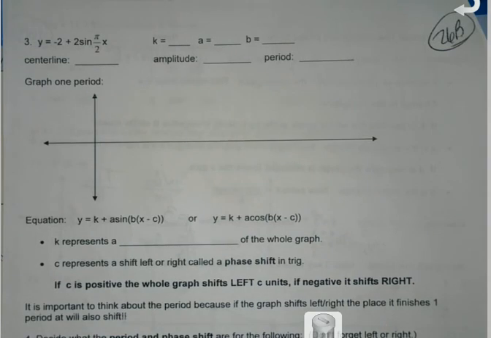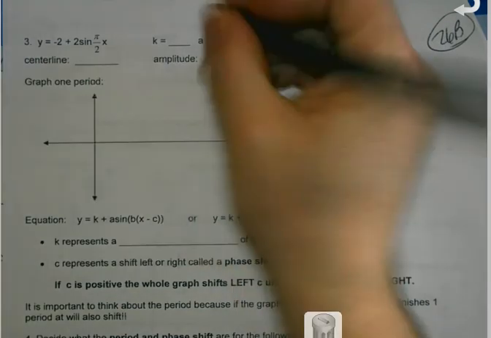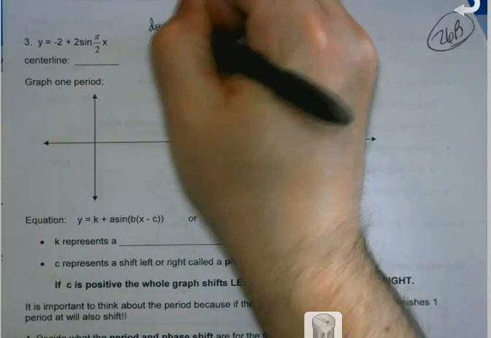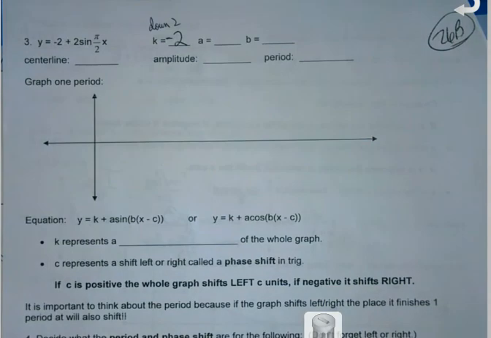All right, let's run down all of our values here. Number 3, K value. -2, which means we are going to be shifting downward 2. What about my amplitude? 2. So we'll be multiplying our y value by 2. And my b value? Pi over 2.